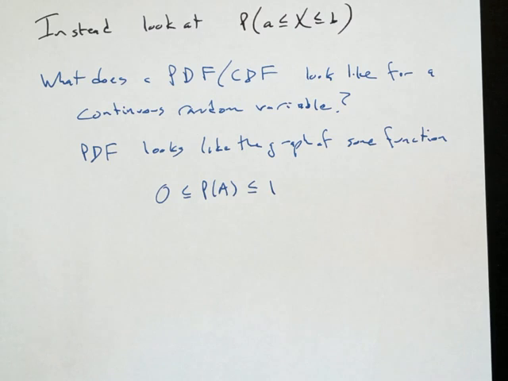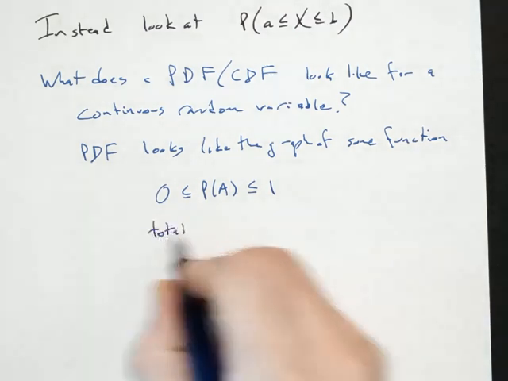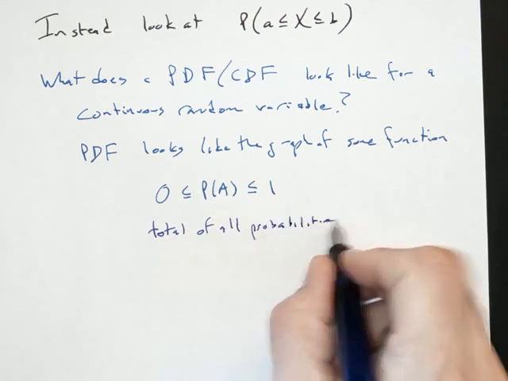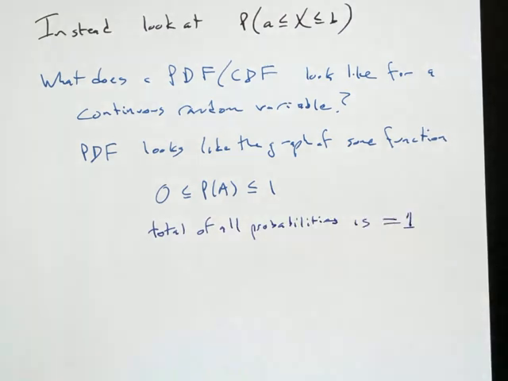The total of all of my probabilities has to be equal to 1. Now, here's the problem. I no longer have the ability to look at bars on a histogram because I have this graph instead. Maybe it's something that looks like that normal distribution bell curve shape. Maybe it's something else because our graph can look like different things for different PDFs.